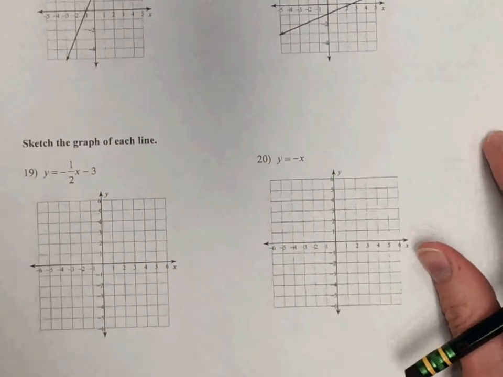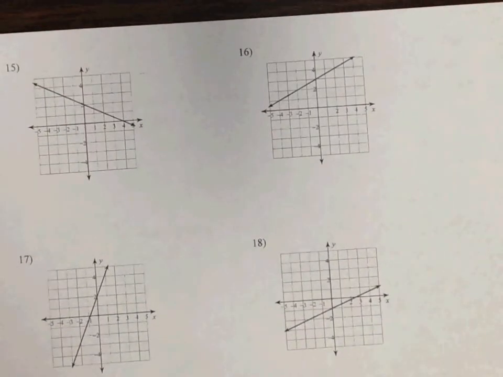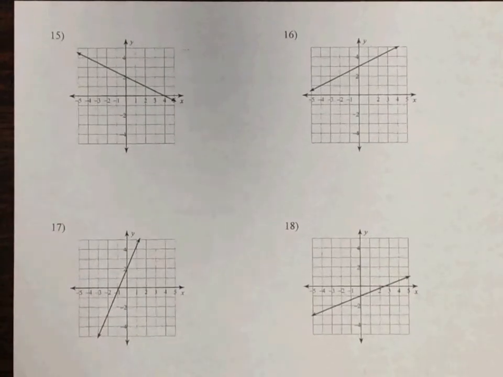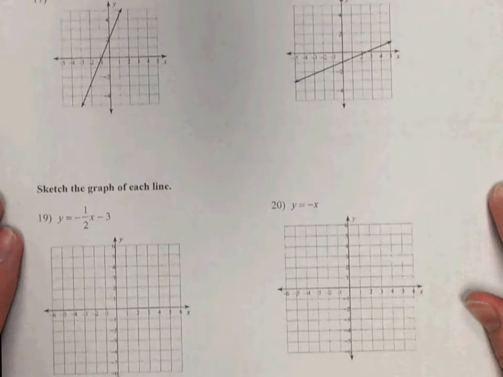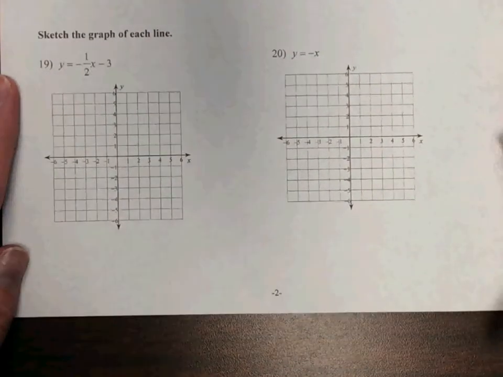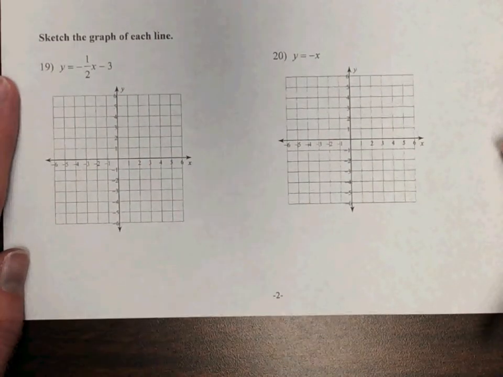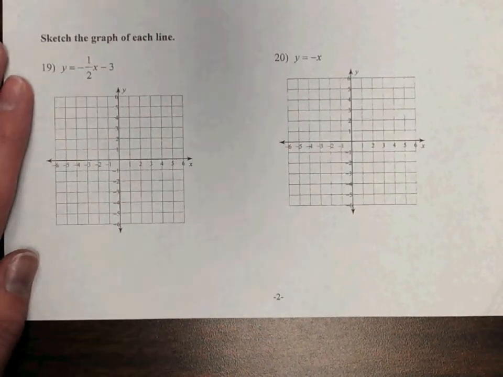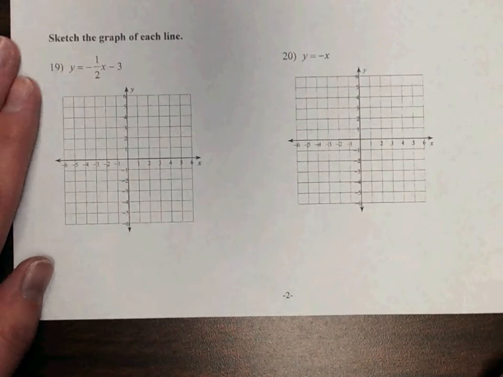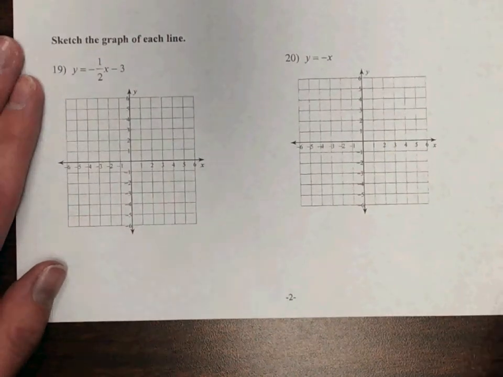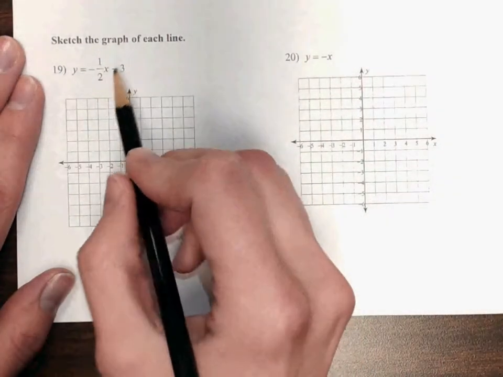On the bottom, these other ones on the back, 15, 16, 17, 18, are just like where you got to find a slope and a y-intercept, so you can write your equation. Sketch the graph of each line. So instead of writing the equation, they've already given us the equation, and we are going to have to sketch it. So start on these.